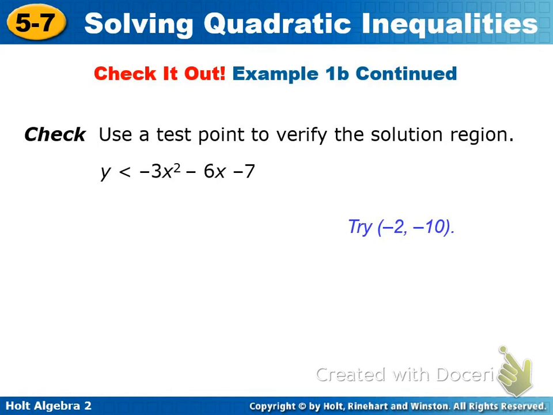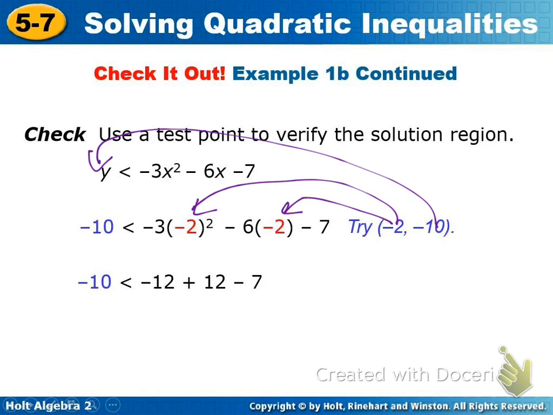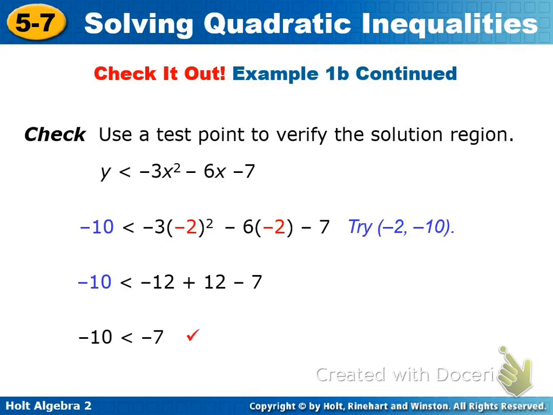We're going to try that (negative 2, negative 10). So our negative 10 gets put in for our y value. And then the negative 2, of course, gets put in for the x. We simplify that through. We have one more step to go here. Negative 10 less than negative 7. So is that an actual true statement? Yes. So we have verified that we have done our shading correctly.